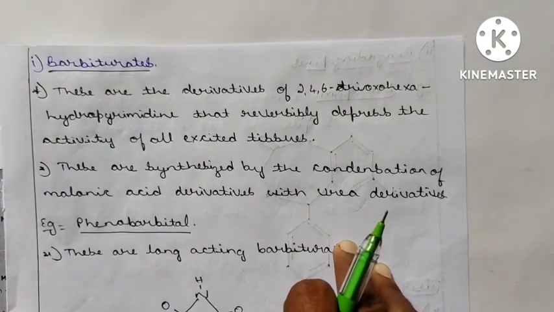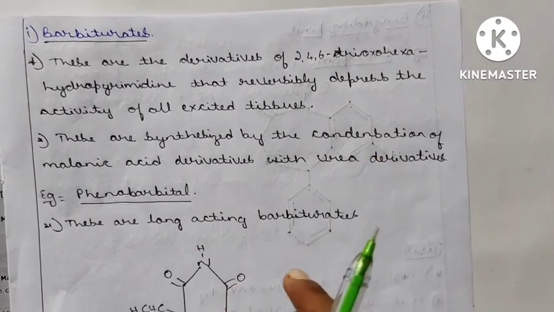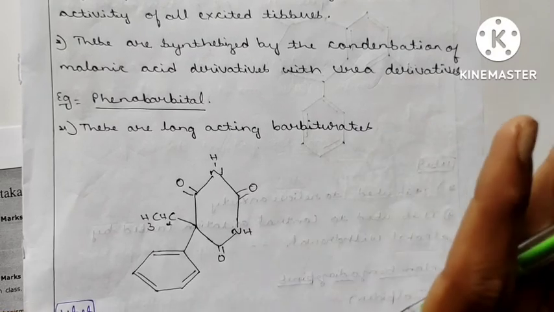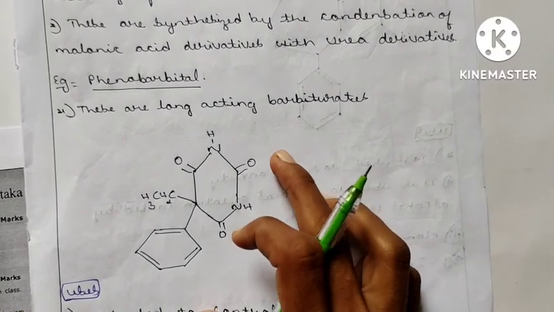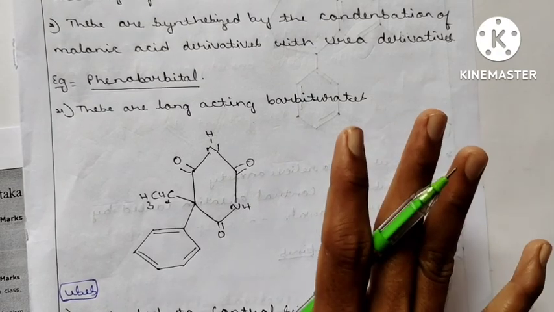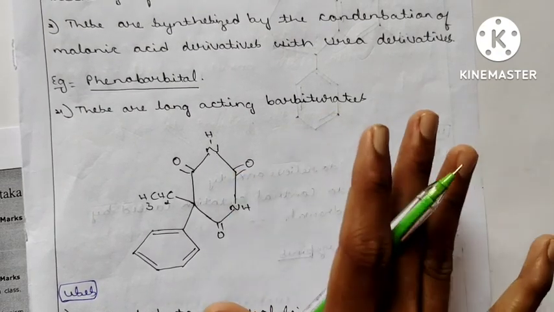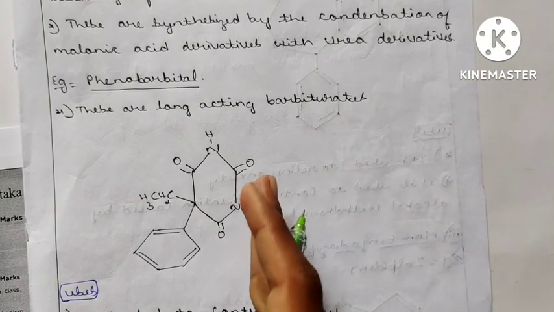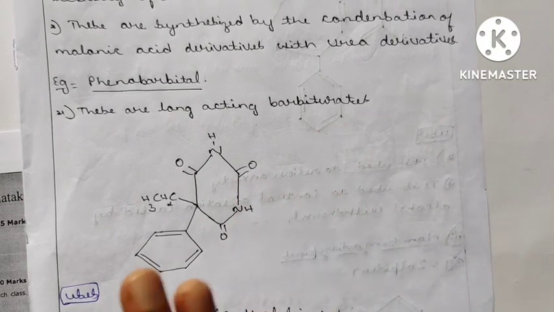An example is phenobarbital, a long acting barbiturate. You have to give only one example here, it's enough. This is the structure of phenobarbital. In medicinal chemistry you can easily pass, but one important thing you have to remember is to practice these structures. These structures are very important.